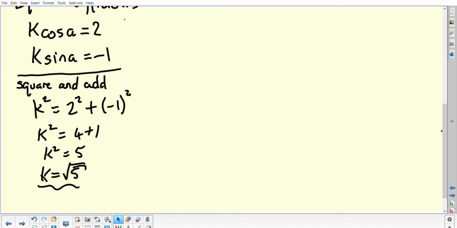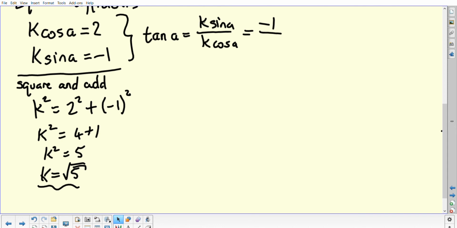And then from that you need to work out the A. Now to work out the A, this is where you use the tan. And the tan of the angle will be equal to sine over cos. So if we put k sine A over k cos A, the k's effectively cancel each other out. So we will have, and make sure you get it the right way round, negative 1 on the top, because that's what sine A is equal to, and on the bottom the cos A value, which is 2. So you're now going to try and solve this.